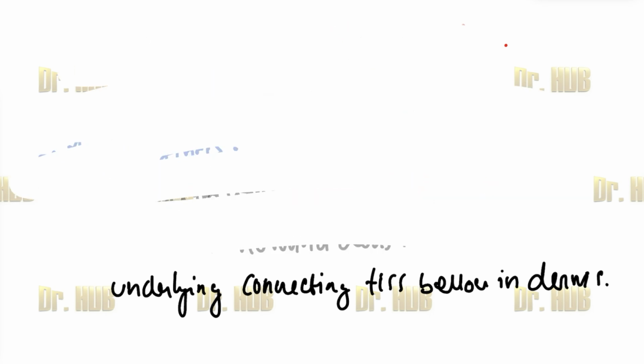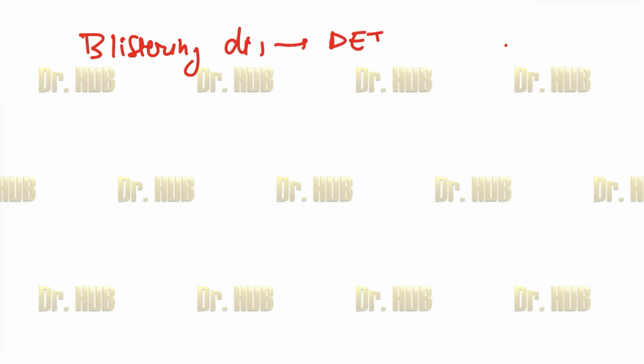There are also some blistering disorders in the dermoepidermal junction, as well as the basement membrane zone. These arise due to defects or antibodies against any of the above mentioned proteins.